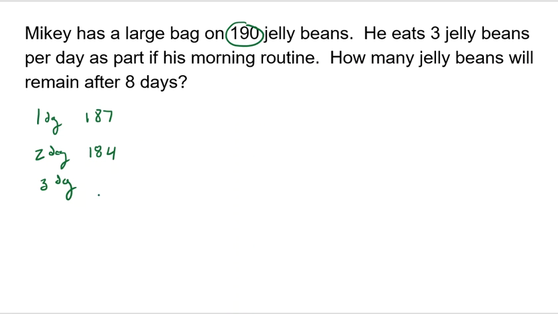184. He's losing 3 jelly beans. After day 3, he's going to have 181 jelly beans. And again, I want to go all the way down to after 8 days. So again, I want to create a formula. So that's why just getting the ball rolling is helpful.